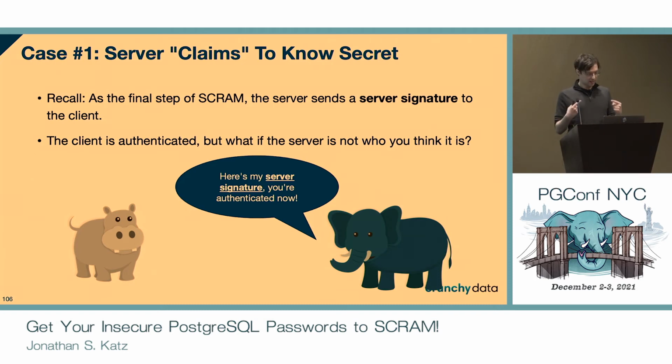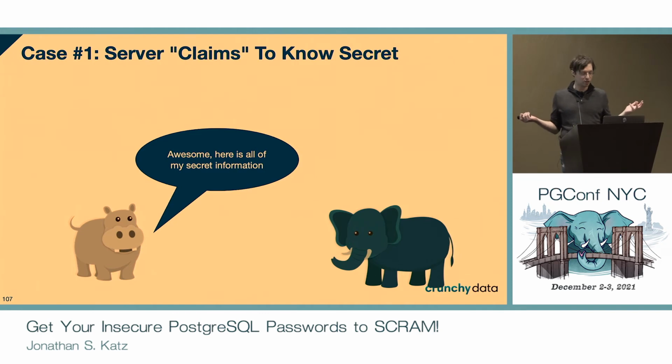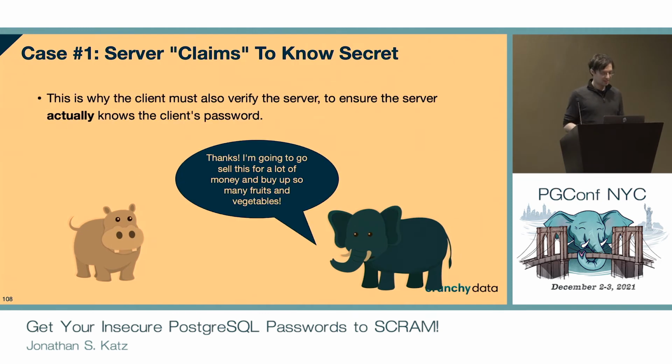Remember, as I said on that last step, Postgres says, hey, you're authenticated. So even though you receive the server signature, technically the client can start running queries against the Postgres server with that level of privilege. And if the client doesn't actually verify that the server really knows its password, it can start sending secret information over. And then the server is like, well, fine, you trust me? Okay, thank you. You gave me all your secret data. I'm going to now go sell this and buy tasty fruits and vegetables, because I presume that's what elephants eat.